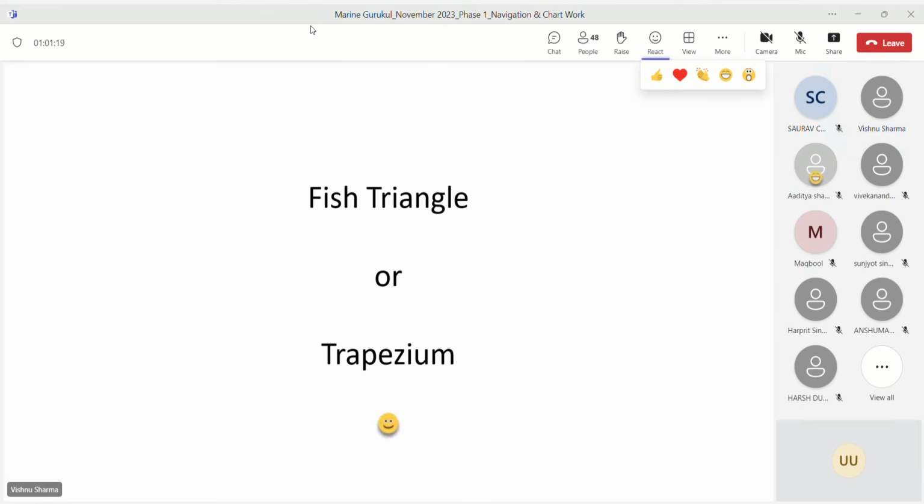Don't occupy mind space for fish, don't allocate any mind space to fish triangle at least after the exam beta. This fish triangle or trapezium is the name only given to identify it, that's all. When does it apply? When do you use this method? You use this method when there are 3 staggered PLs.